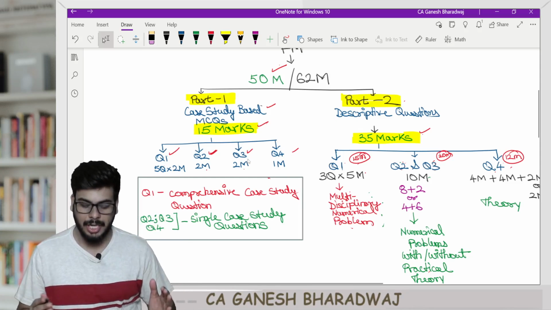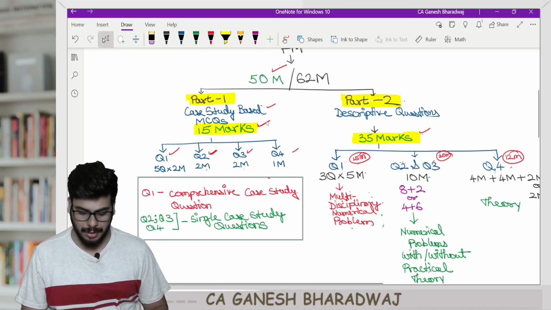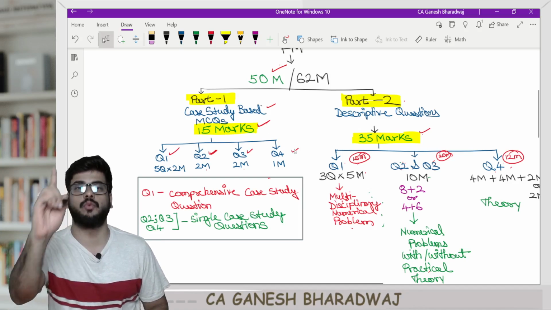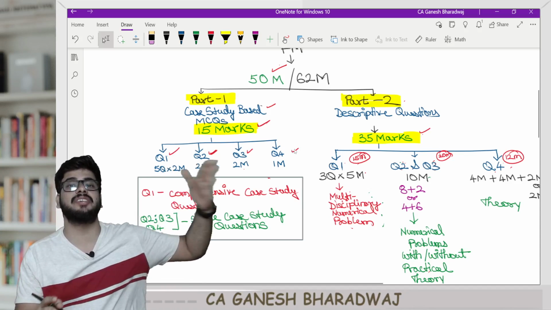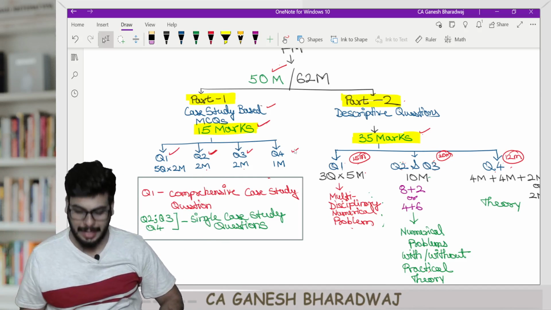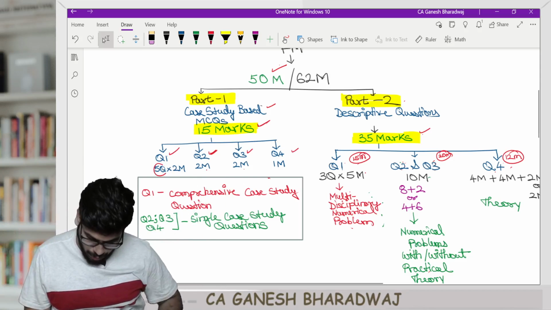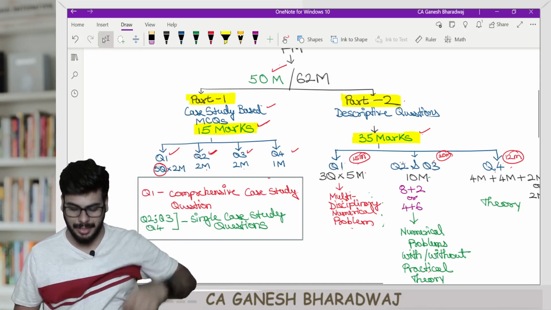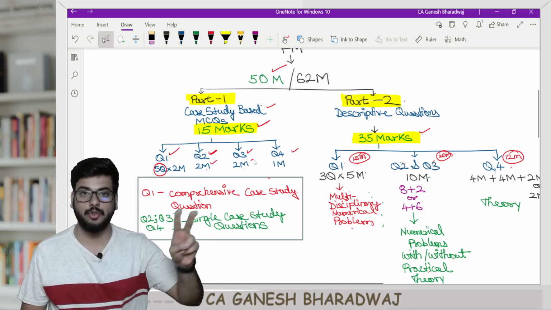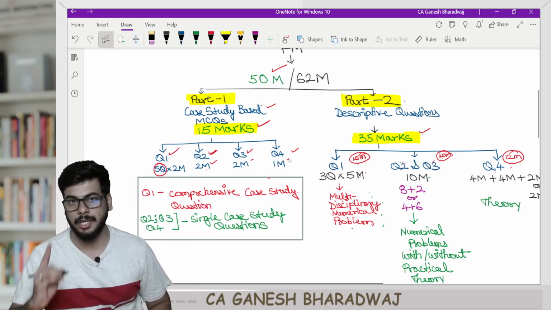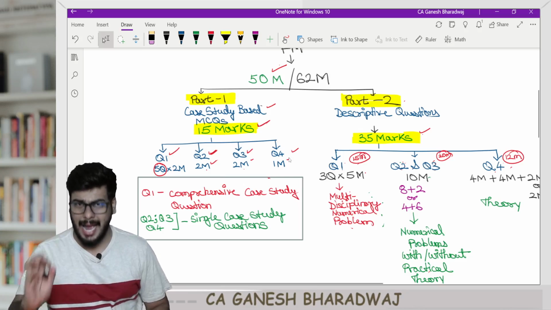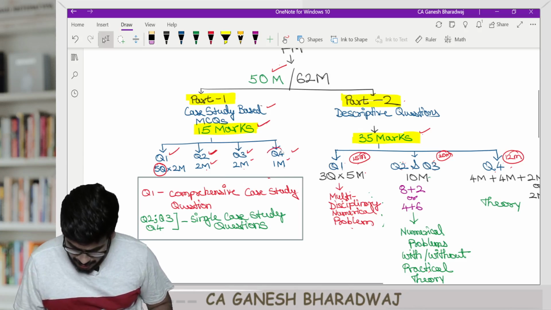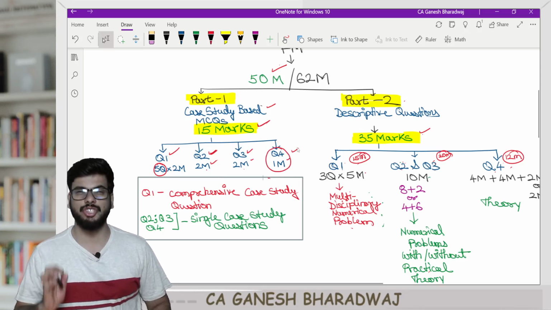So basically, your MCQ component is for 15 marks, right? Out of which there is 1 MCQ for 1 mark, and you will have 7 MCQs for 2 marks each. The breakup of the 7 is: in question number 1, there are 5 interconnected MCQs coming from a single case study, and you have 2 independent 2 mark MCQs and 1 independent 1 mark MCQ. Clear for this, guys?